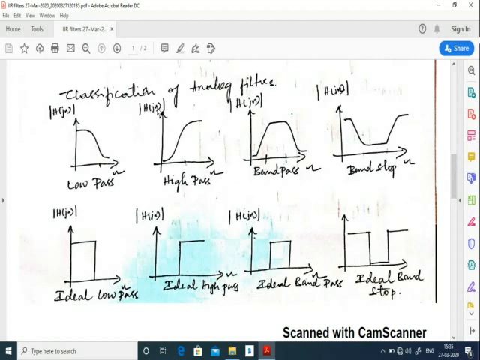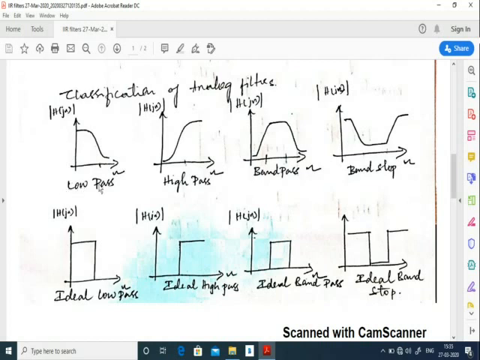In general, analog filters are classified into four different types. One is low pass, one is high pass, the third one is band pass, and the other one is band stop filter. Now we'll try to understand what we mean by low pass filter.